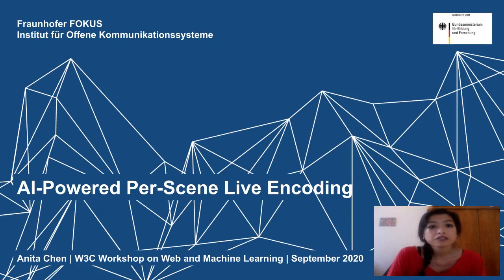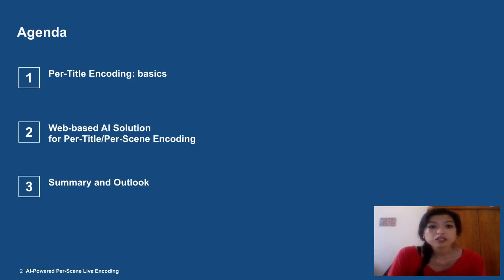My lightning talk for this workshop will be about using AI methodologies to predict optimal video encoding ladders on the web. For this talk, I will first cover the basics of per-title encoding. Next, I will introduce our web-based AI solution for per-title and per-scene encoding. Lastly, I will recap this presentation as well as discuss next steps in this project.